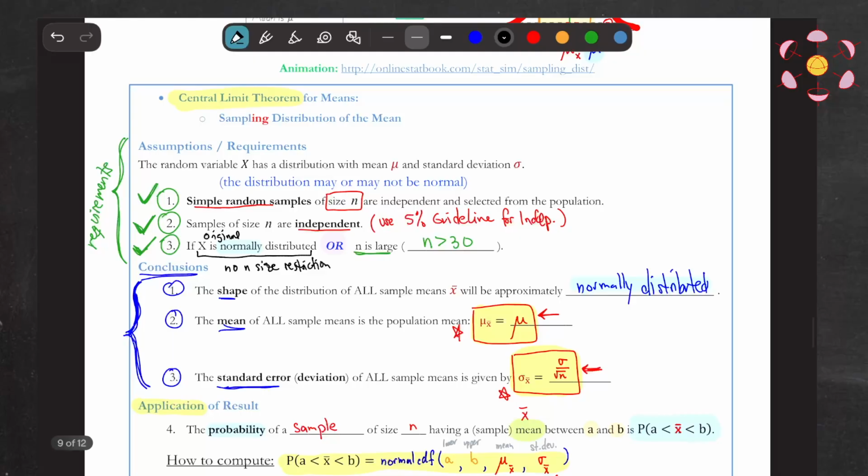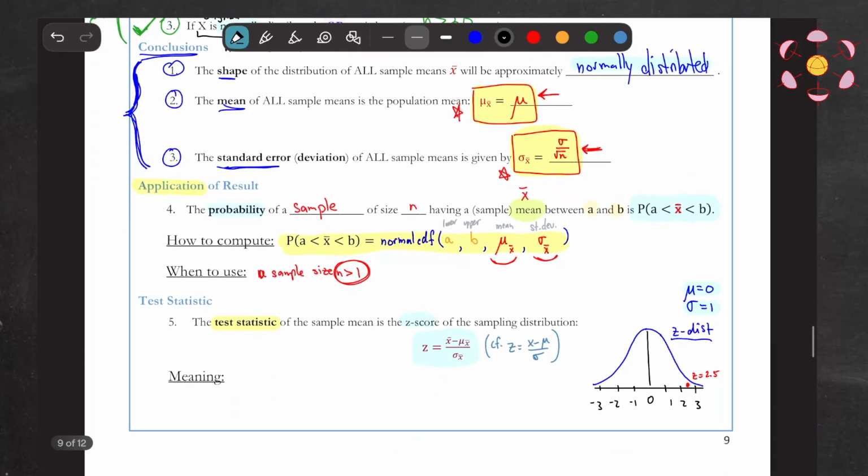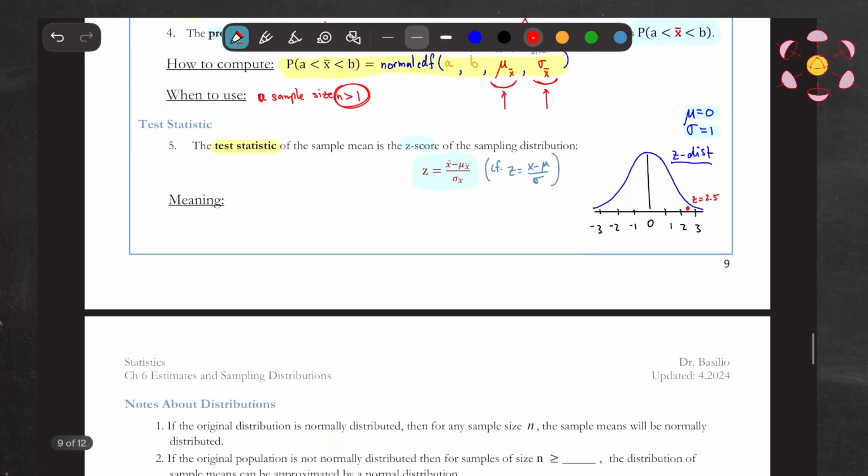Okay, cool. The other thing is, well, how do we do the probability calculations? Well, we're going to use normal CDF, and we just need to modify the mean and the standard deviation according to the formulas above. Okay, cool. Well, let's continue.